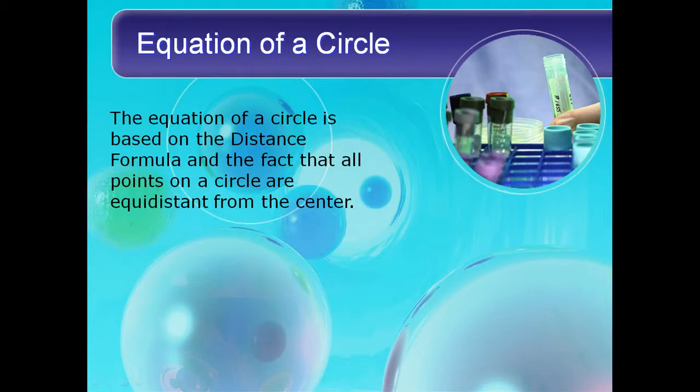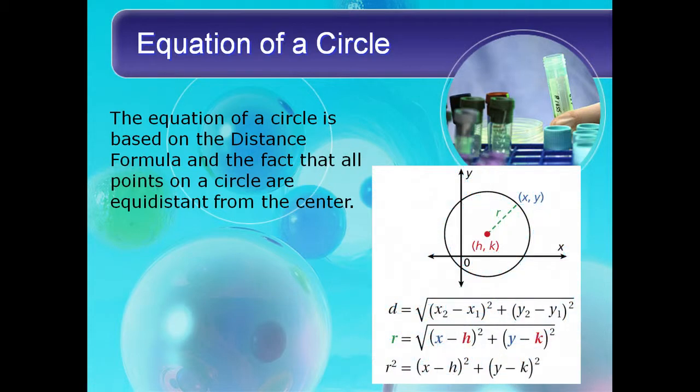The equation of a circle is based on the distance formula because we are looking for the distance from the center of the circle to the circumference, and that would be the radius. Looking at the graph, we have a circle with center (h, k), radius r, and we have a point that we've identified on the circle, (x, y).